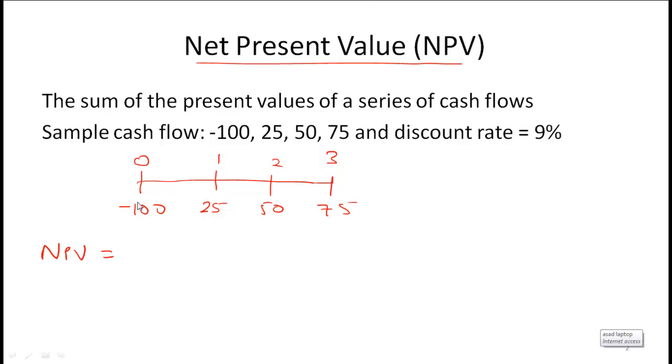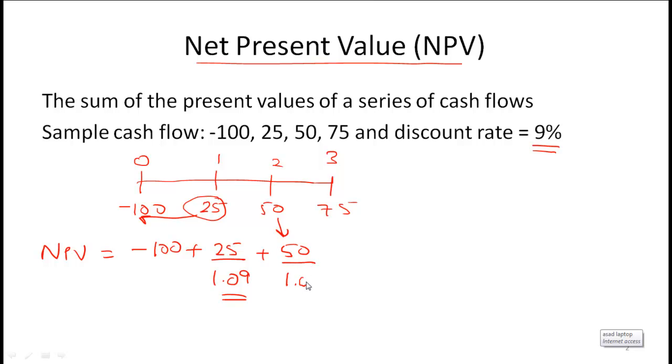is equal to the present value of minus 100 at time 0, which is minus 100 because there is no time involved, plus the present value of 25 coming back to time 0, which is 25 divided by 1.09. Why 1.09? Because the discount rate for this problem is given as 9%. The next payment that you receive is 50, and notice that this is at the end of year 2, so this needs to be discounted back 2 periods.